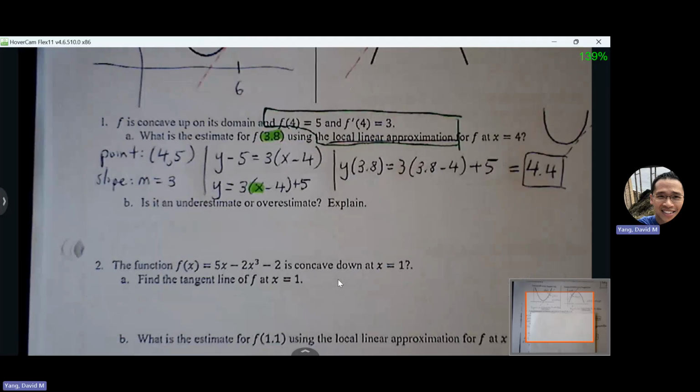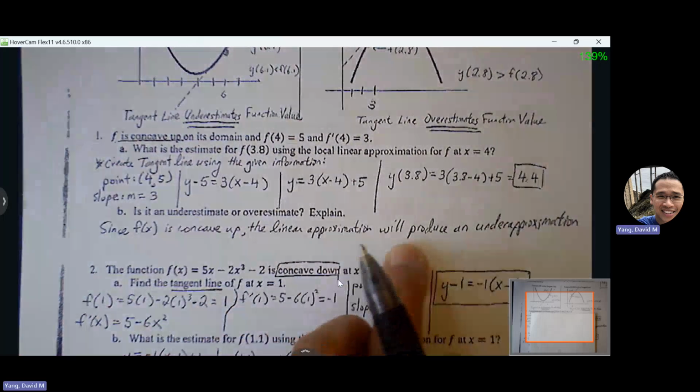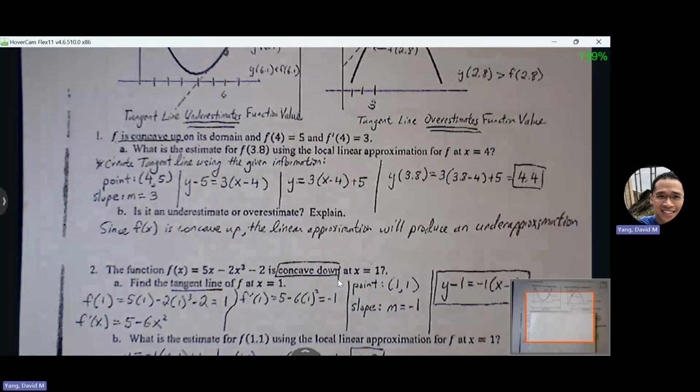Okay, so underestimation. Since our function is concave up, the linear approximation will produce an under approximation.